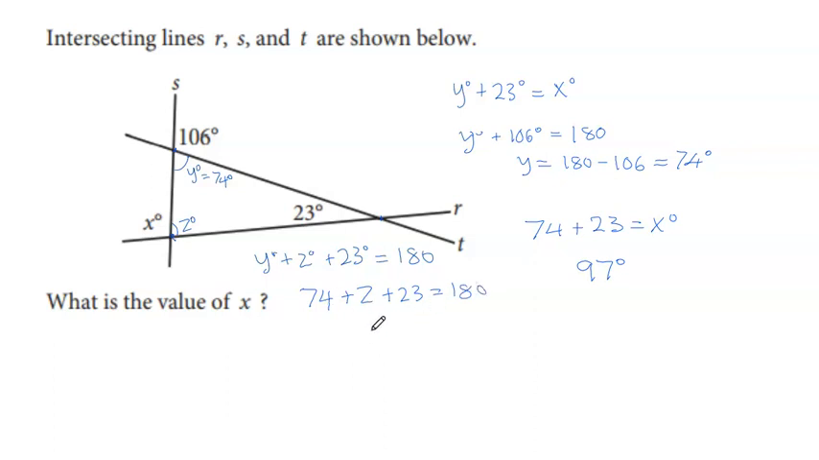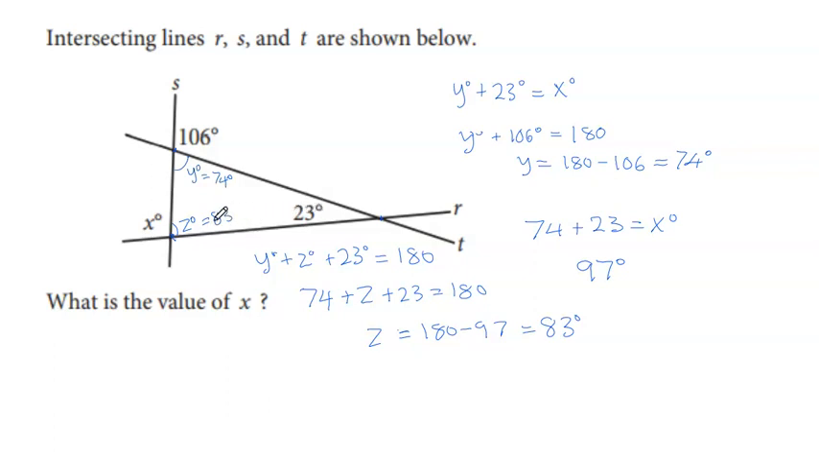So from this, z is equal to, when we added these two, we had 97, right? So z is equal to 180 minus 97, and 180 minus 97 gives us 83 degrees, right? So this is 83 degrees for z.